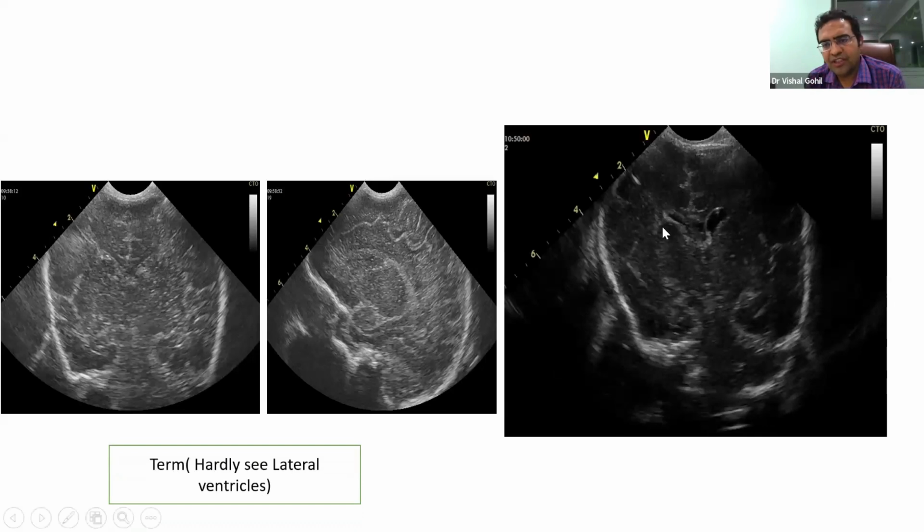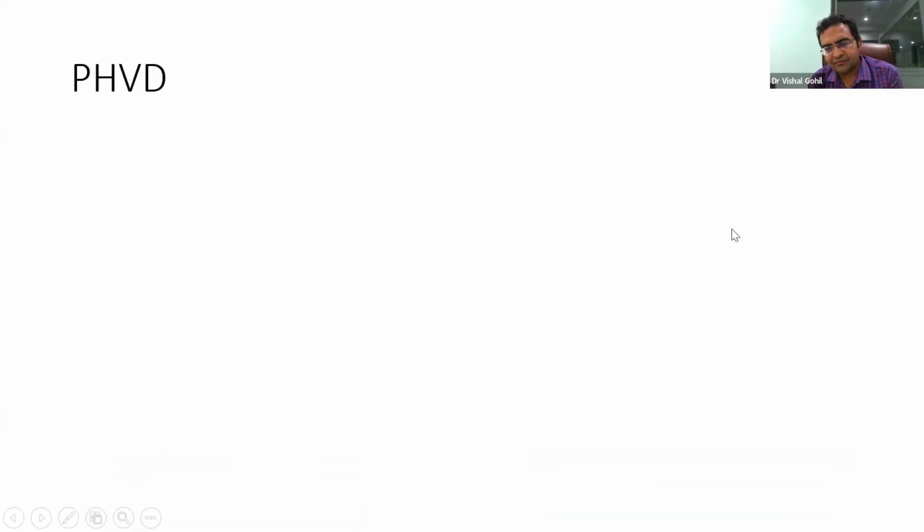And in the preterm baby, commonly in extreme preterm, we can see unilateral dilatation of the lateral ventricle. Although it is normal, we still need to follow the baby. Okay.